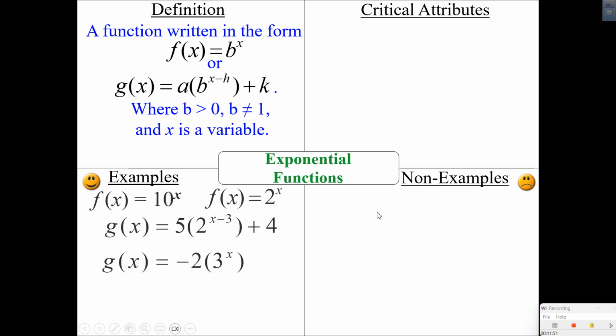Examples. F of x equals 10 to the x. Does that look familiar? Yes, Mr. Q on the warm-ups. That is true. F of x equals 2 to the x. Same thing. G of x equals 5 times 2 to the x minus 3 plus 4. And g of x equals negative 2 times 3 to the x. All those are examples of exponential functions. Copy that. I'll give you some time.